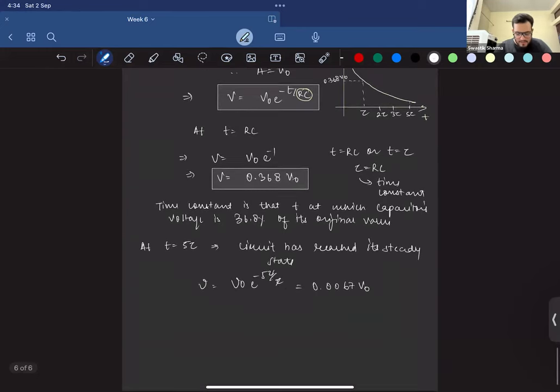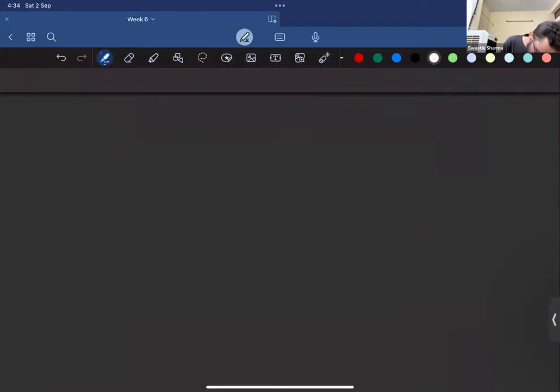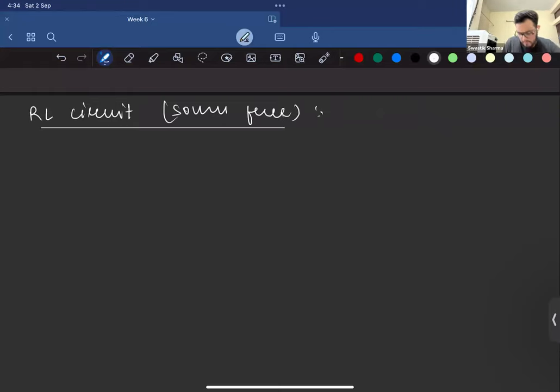That's what we infer from this exercise. So let's quickly do the same exercise for RL circuit. Source free again. We'll do the circuits with source in the next exercise, because I wanted to discuss time constant. That's why I'm doing source free circuits. Okay. So let's talk about RL circuits.